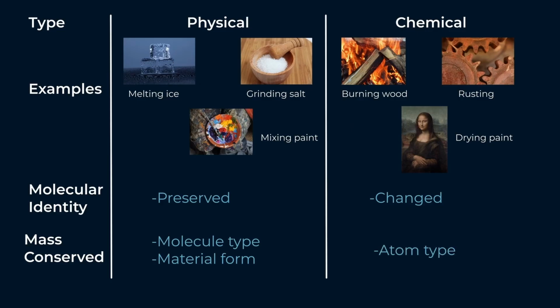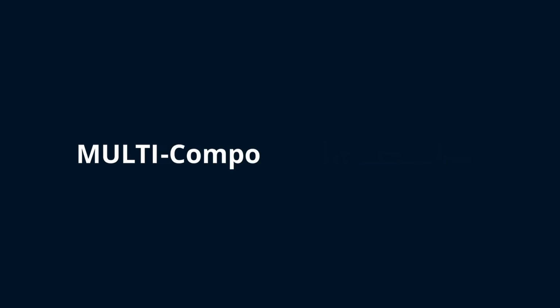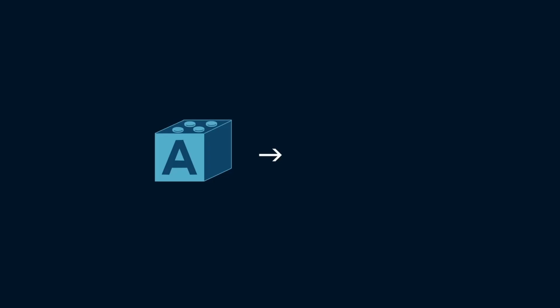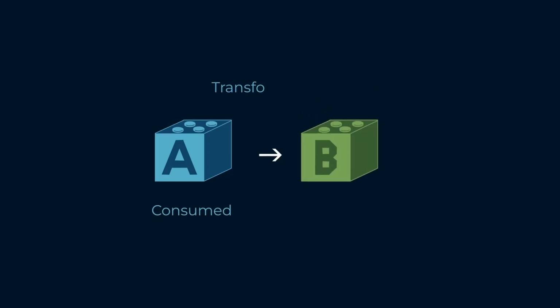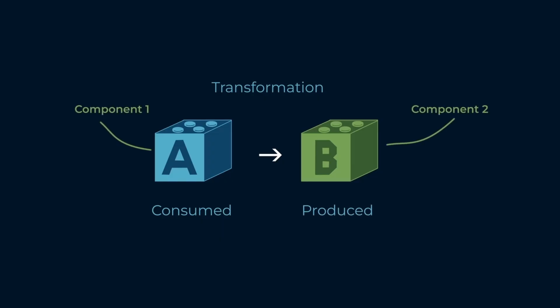Now, if we are representing mass using moles, we use moles of molecules for physical transformation and moles of atoms for chemical transformations. If we are dealing with multiple materials or multiple forms of a material, we are naturally working with multi-component systems. If material A transforms into material B, meaning material A is consumed in a transformation to produce material B, material A and material B are two different components in the system.